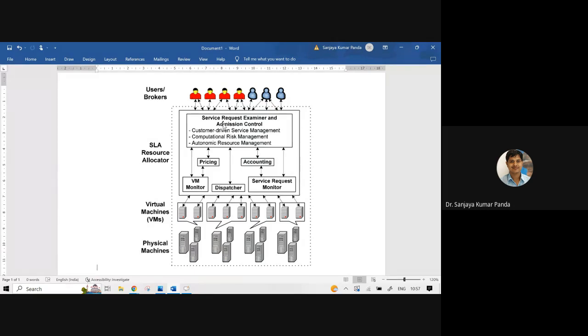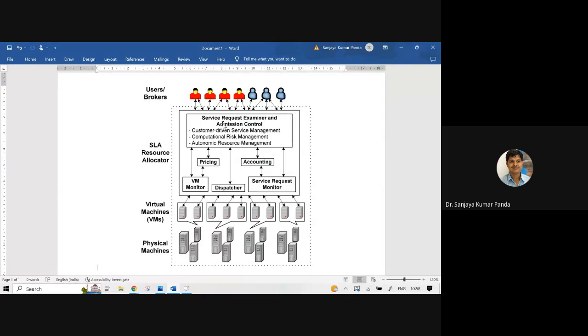The whole process is completely autonomous, right? Nobody is going to manage these services. The user can request a service, and the request can be fulfilled by the cloud service provider without any human intervention. The system is designed in such a manner that there is no requirement of a human in between the services.